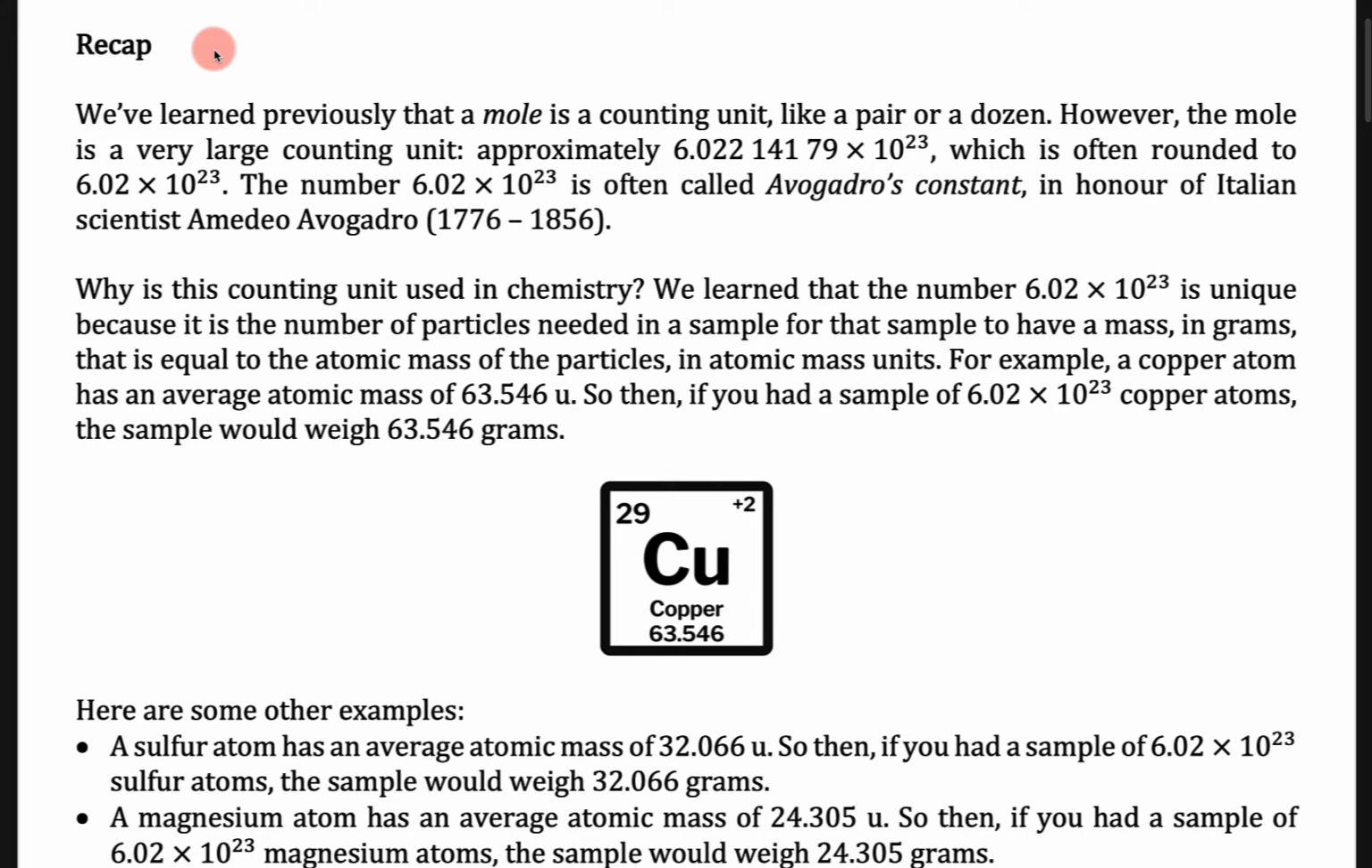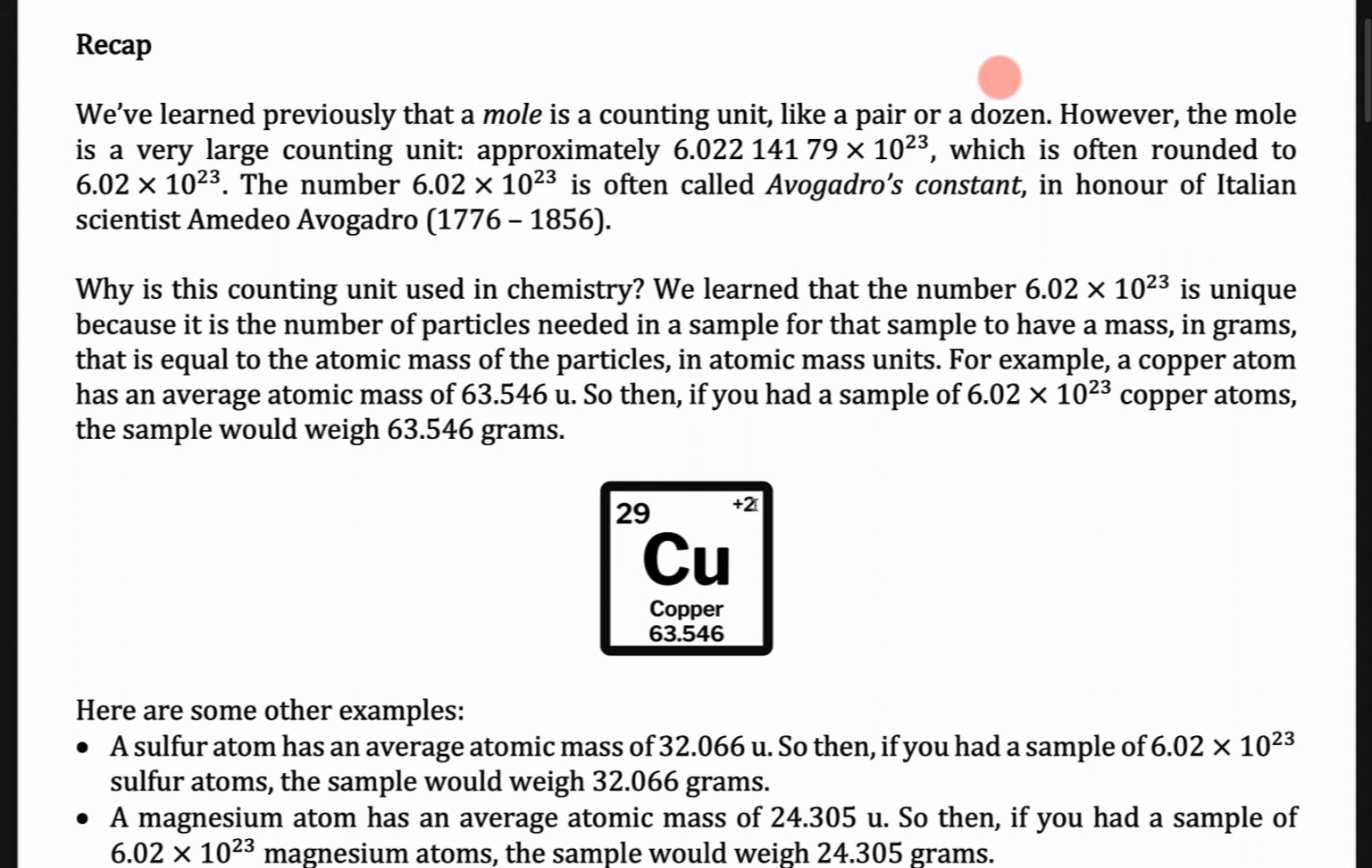We learned on Friday that a mole is a counting unit. Other examples of counting units include a pair or a dozen. If you have a pair of something, say a pair of socks, that means you have 2 socks. If you have a dozen of something, say a dozen eggs, then you have 12 eggs. So a pair and a dozen are both examples of counting units. The mole is also a counting unit. It's just a very large counting unit.